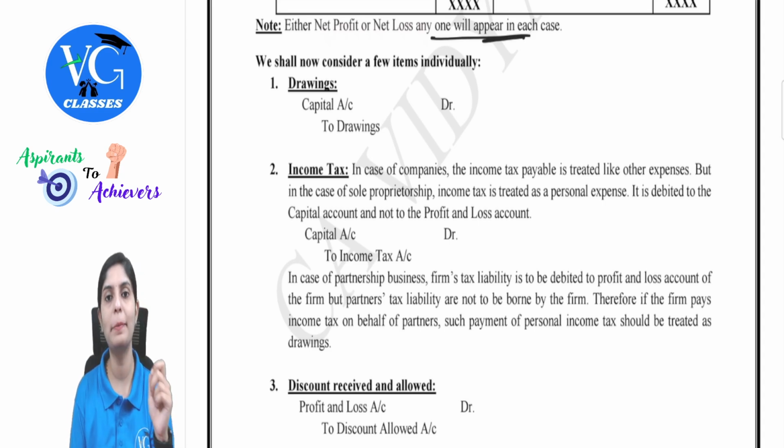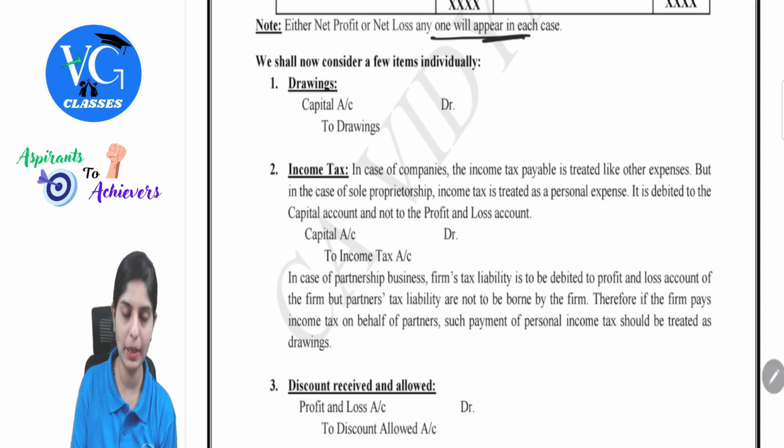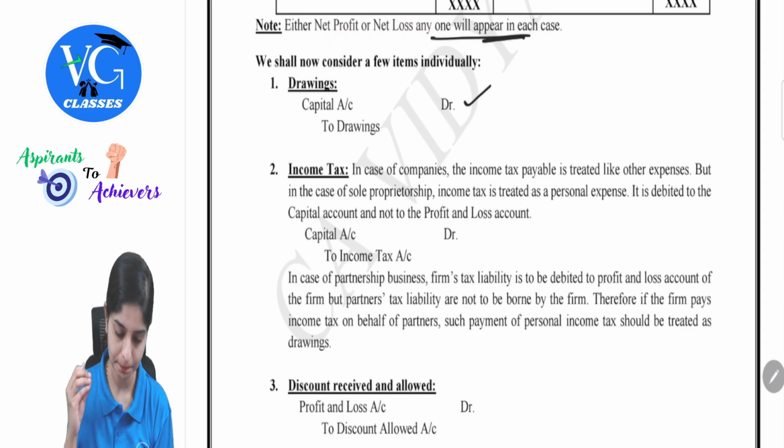So, capital account by default will have a credit balance. If there are drawings, the balance is dropping down. So, what should we do? We will debit. Capital account will be debited to drawings account.